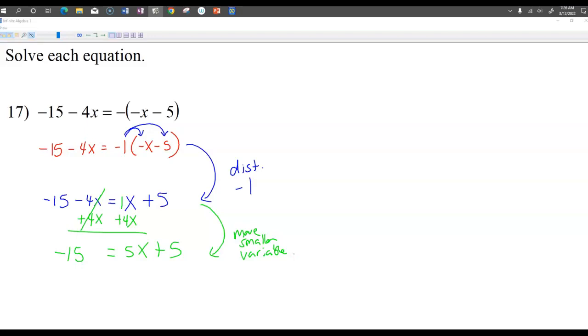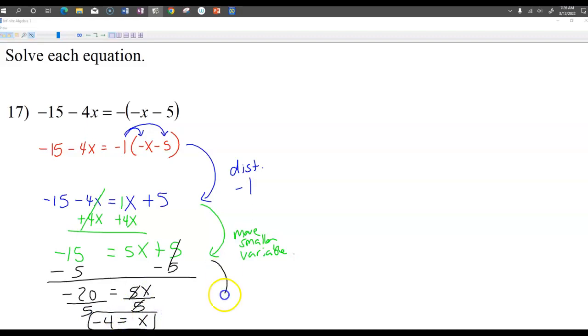We're ready for the last step, which is to solve the two-step equation. So I want to get the x by itself. So I need to divide by 5 and subtract this 5. And we do the subtraction first. And I get negative 4.